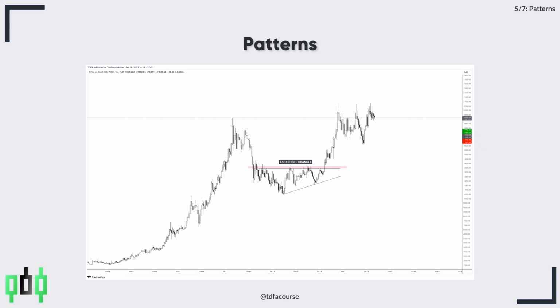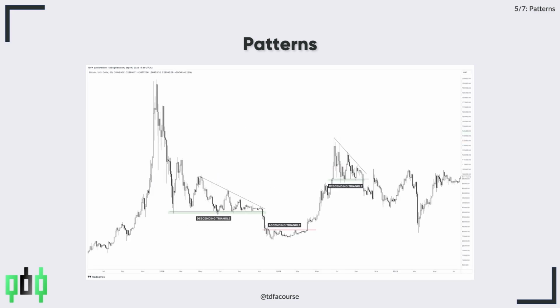The probability of this triangle is that when it breaks to the upside, so when it finally breaks that resistance to the upside, price more often than not moves higher rather than lower, right? So this gives us an indication of what to do. The opposite is also true.